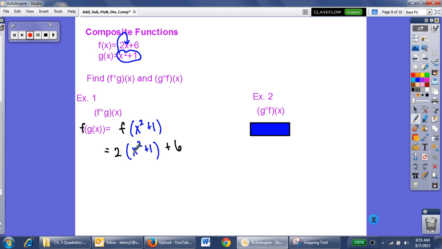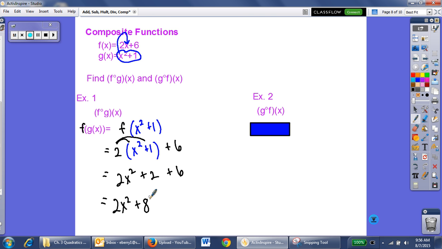This is the most important step. The rest is algebra from here. So once we get the correct way to plug it in, we just need to distribute. So we have 2x squared plus 2 plus 6. Notice I didn't distribute the 2 to the 6 because the 6 is not in parentheses. Simplifying one more time, we get 2x squared plus 8, and that's the final answer.